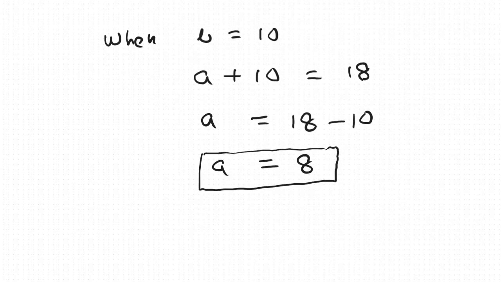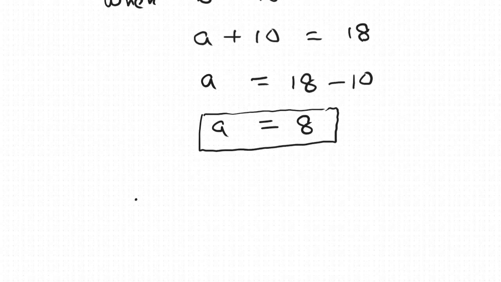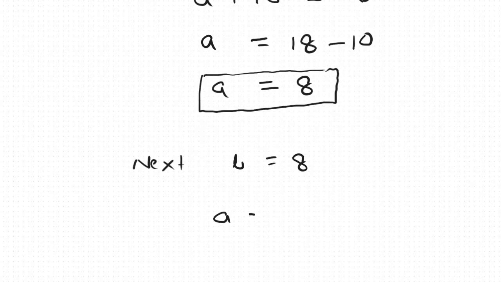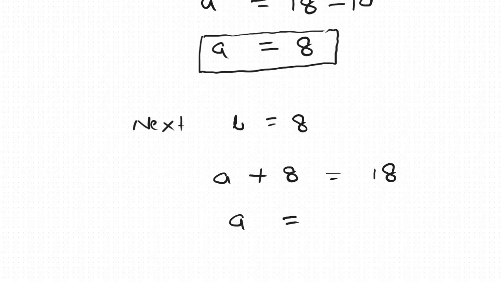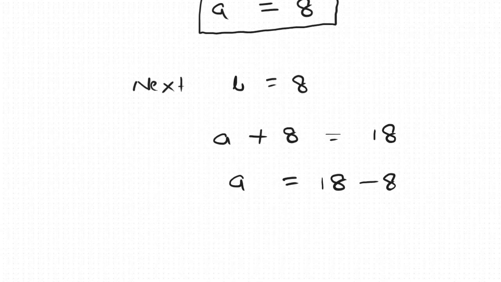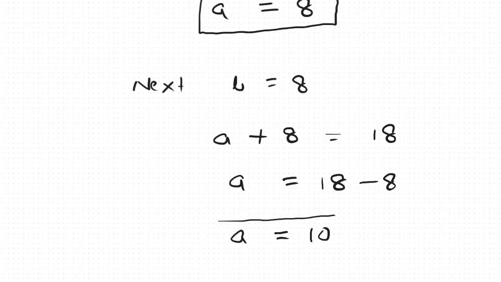Next we get when B equals 8. From the same equation we get A plus 8 equals 18, or we can write A equals 18 minus 8, or the value of A is 10. So this is the second value of A when B is 8. So we got two values of A, which is 8 meters and 10 meters.